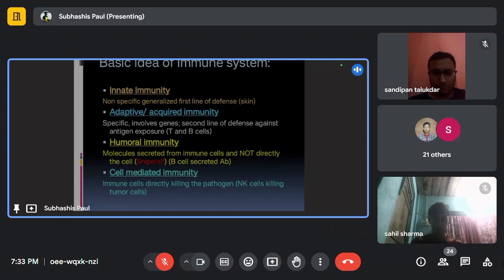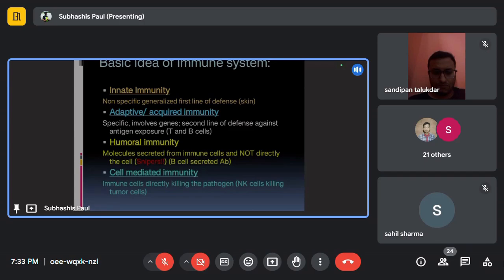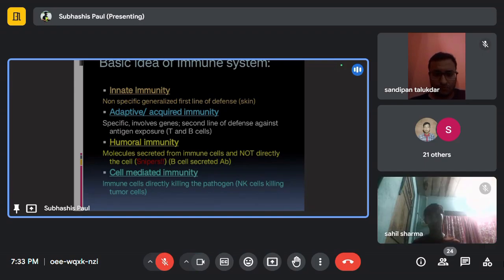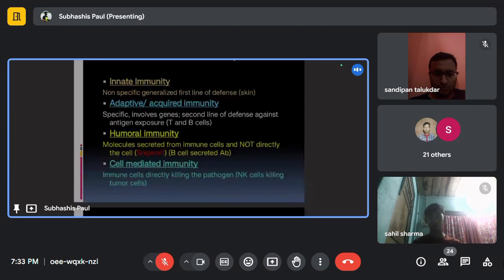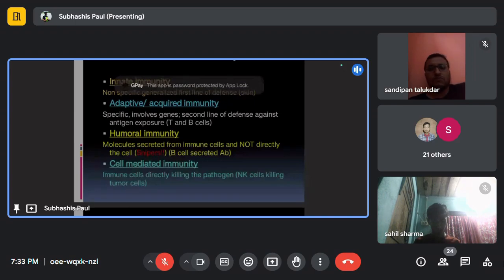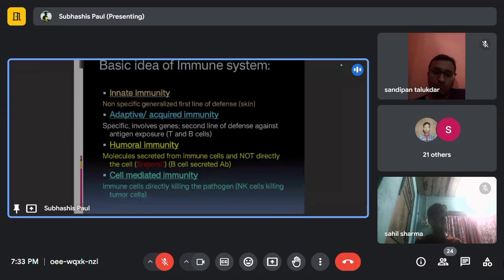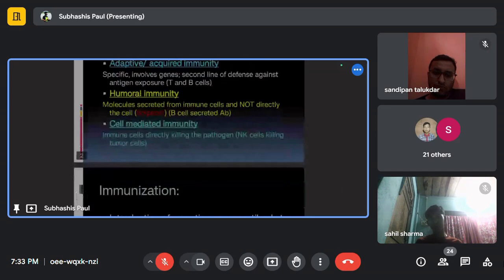The second one is the hand-on combat, that is the cell-mediated immunity. So the immune cells directly kill the pathogen by eliciting some kind of responses related to enzymes or some other molecules, or they phagocytose the cell, and so many other things happen. One such example is the NK cell killing the tumor cells. So these are the major four domains of the immune system: the innate one, the adaptive one, the humoral, and the cell-mediated one.